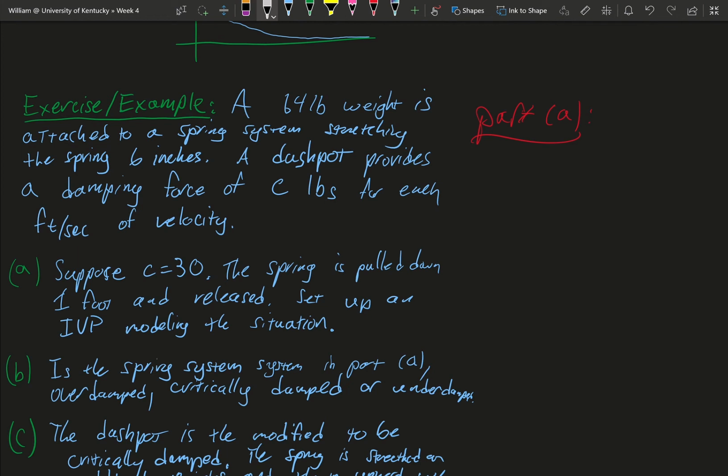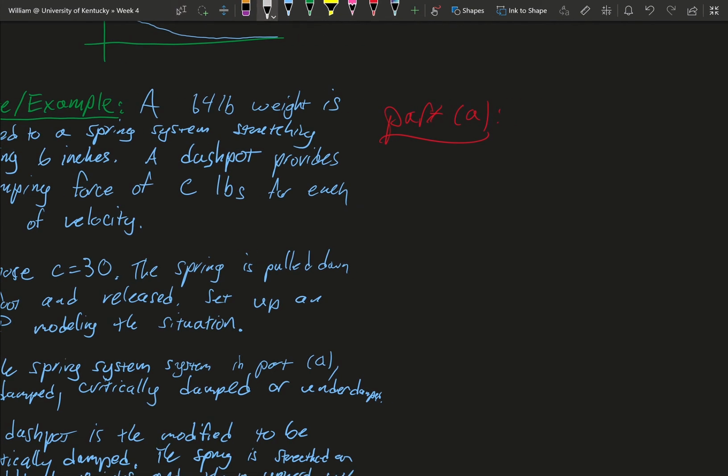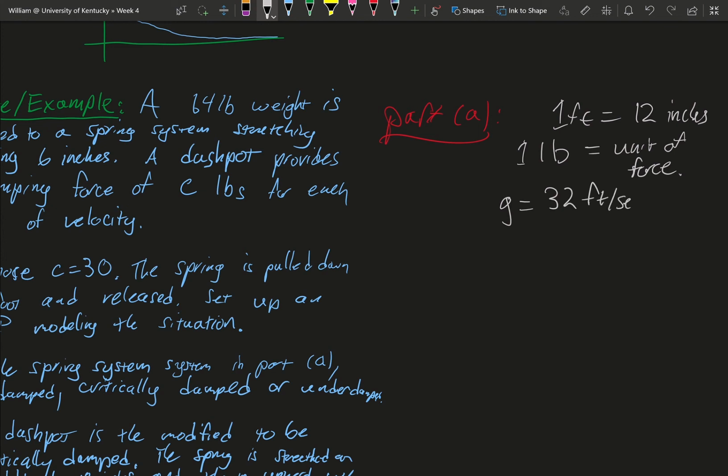Okay, so a couple things to know, especially for any foreign students. 1 foot is equal to 12 inches. And also, even for my American students, because I often forget this, a pound is not a unit of mass, it is a unit of force. The other thing we're going to need is the gravitational constant in terms of imperial units, and we're just going to use 32 feet per second squared. Okay, so that's some background.